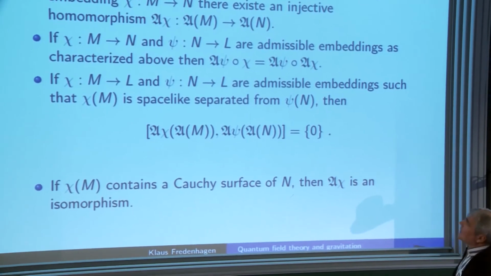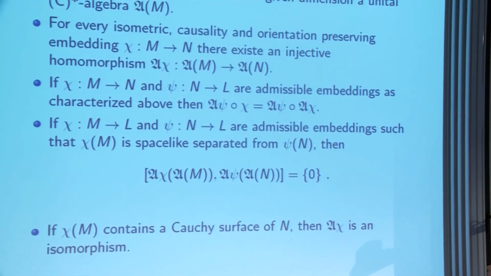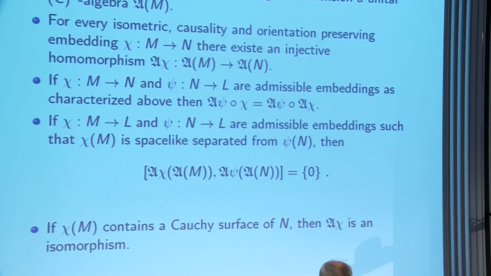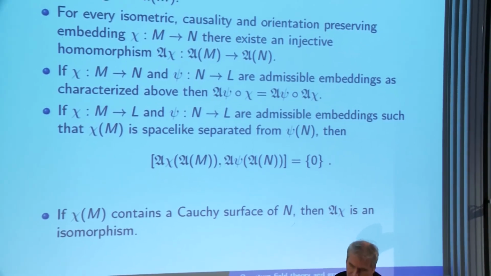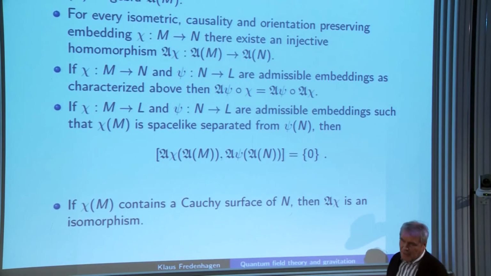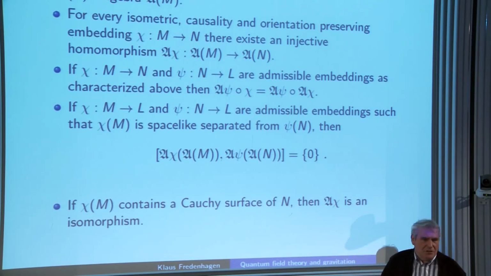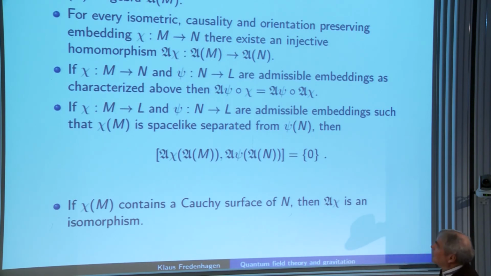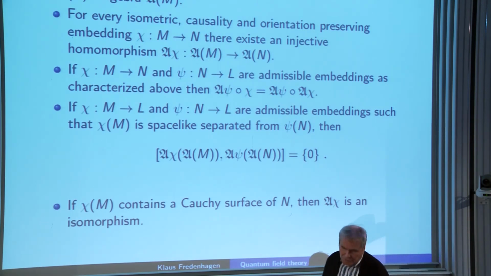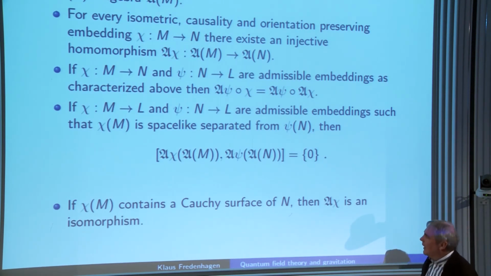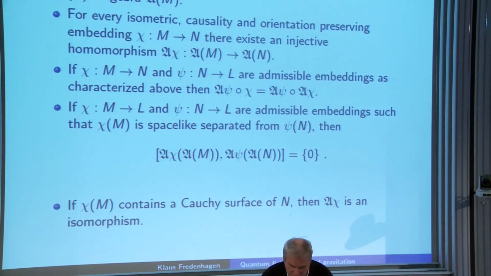For every isometric, causality and orientation-preserving embedding chi, we have an injective homomorphism of the algebra of the region M to the algebra of the spacetime N. And if you have two subsequent embeddings, then these homomorphisms can just be composed. And then we have some condition of local commutativity. So if these embeddings map into space-like separated subregions, then the corresponding algebras commute. And there is some dynamical law which tells that if the image of the spacetime M under chi contains a Cauchy surface, then A chi is even an isomorphism.